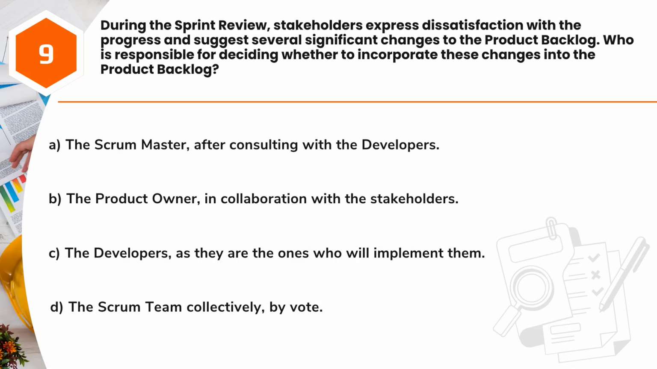Question 9. During the sprint review, stakeholders express dissatisfaction with the progress and suggest several significant changes to the product backlog. Who is responsible for deciding whether to incorporate these changes into the product backlog? A. The Scrum Master, after consulting with the developers. B. The product owner, in collaboration with the stakeholders. C. The developers, as they are the ones who will implement them. D. The Scrum team collectively, by vote.